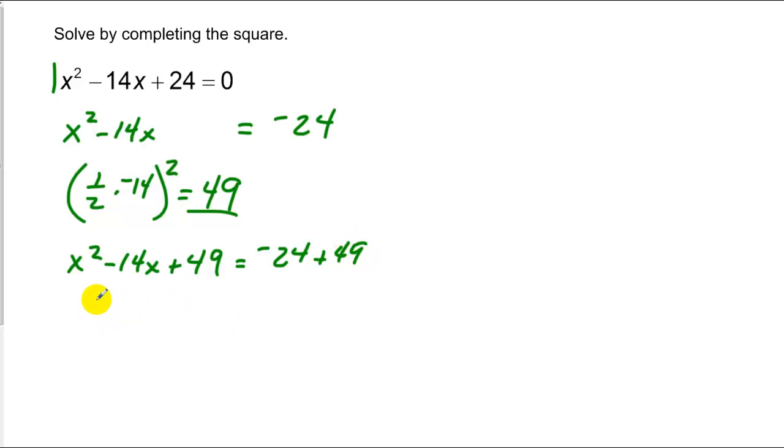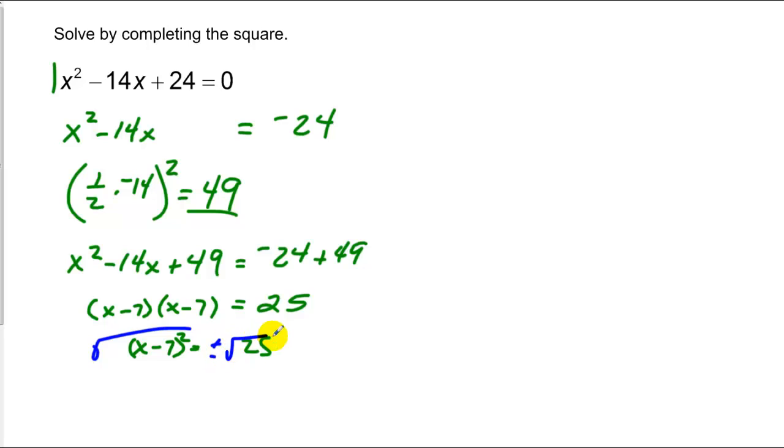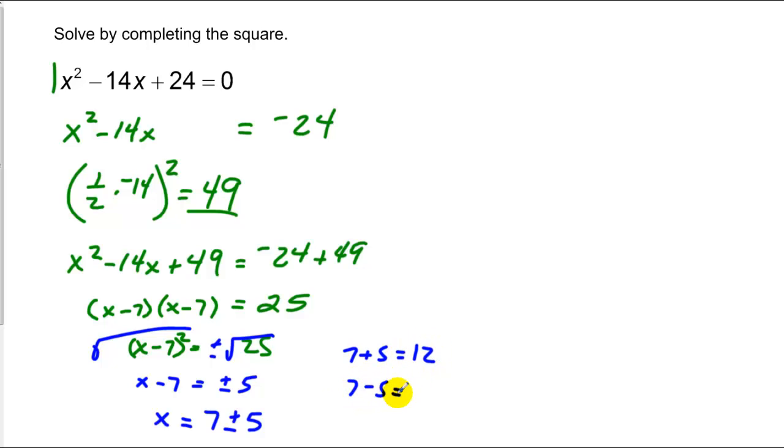Notice this is x minus 7 times x minus 7. I end up here with, looks like 25. So this is x minus 7 squared is equal to 25. I'll square root both sides, and I get x minus 7 is equal to plus or minus 5, which gives me 7 plus or minus 5. I know 7 plus 5 is 12, and 7 minus 5 is 2.